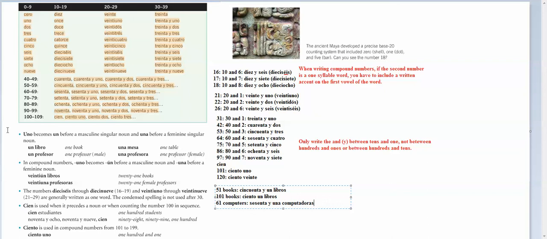And you have to be careful with 21, because when you're making a compound number, remember you're mushing two numbers together. If the second number is a one-syllable word, you have to write in an accent. Well, when you change uno to un, you've made it one syllable, and so you've ended up having to write in an accent. So it's 21 libros and 21 profesoras.